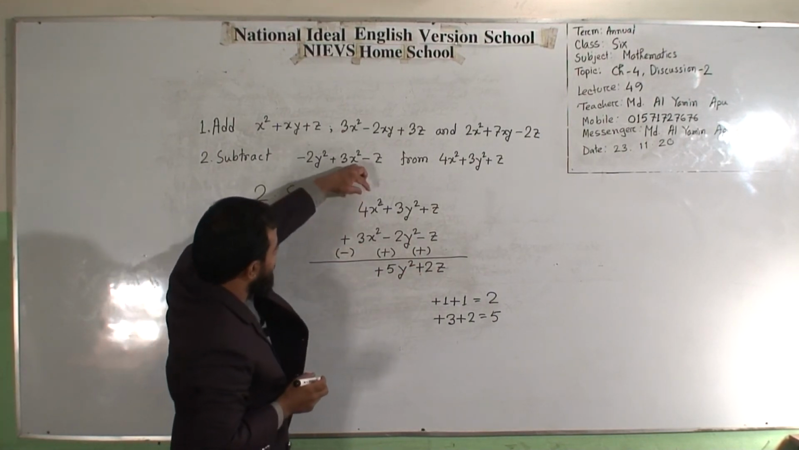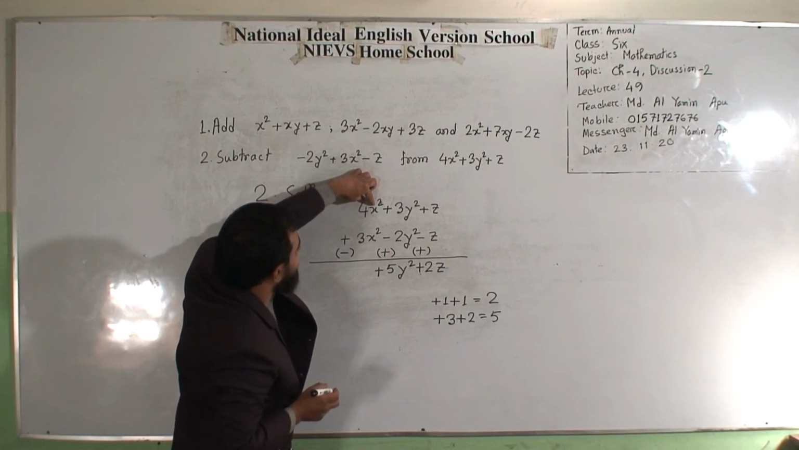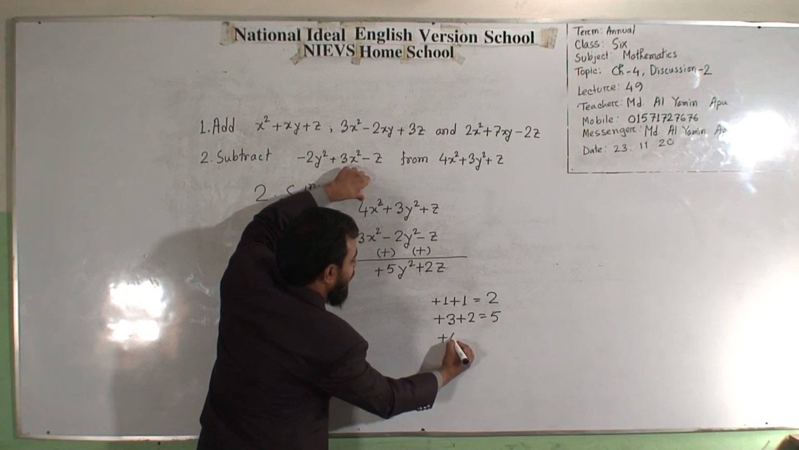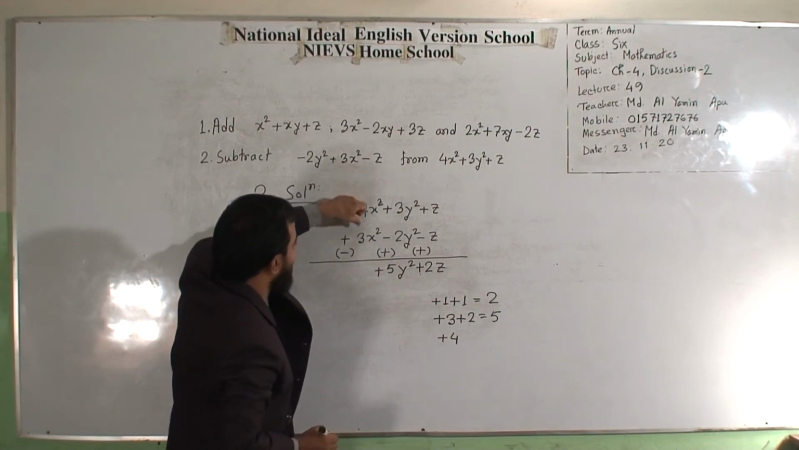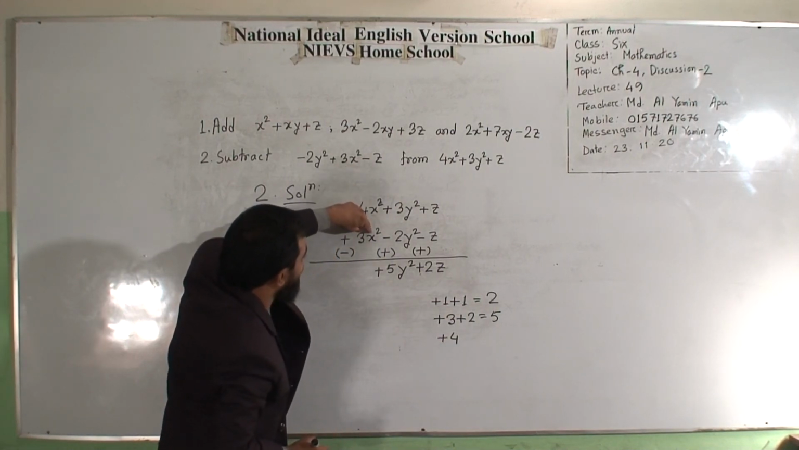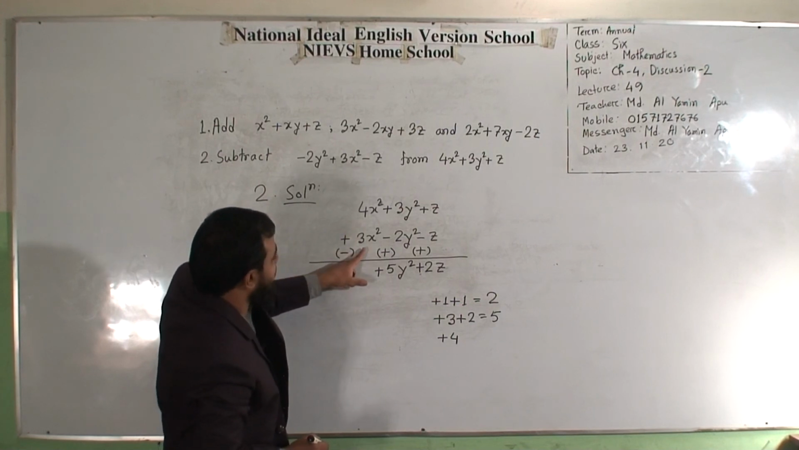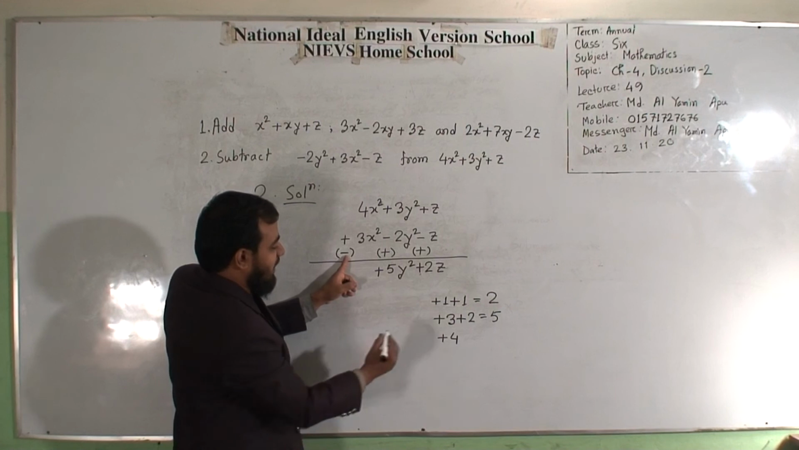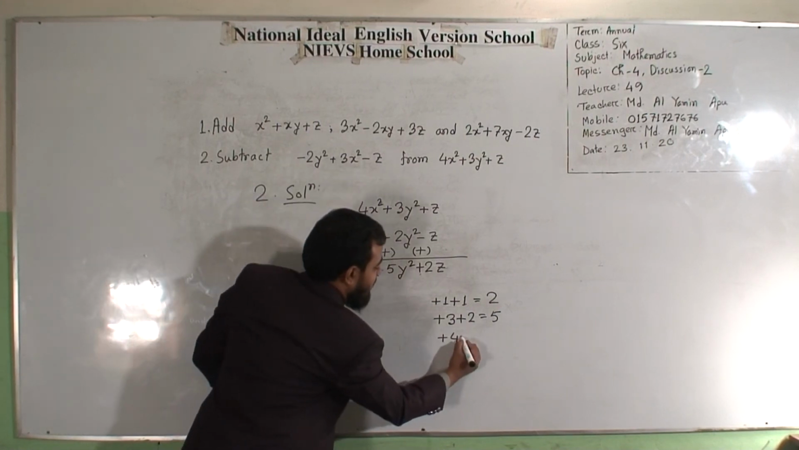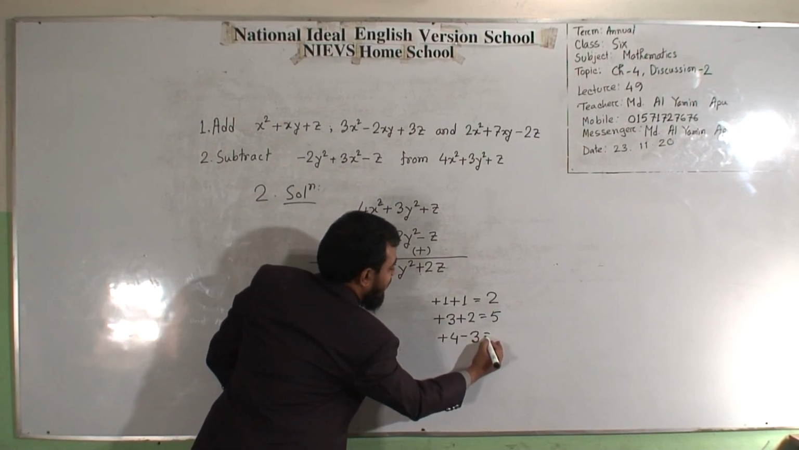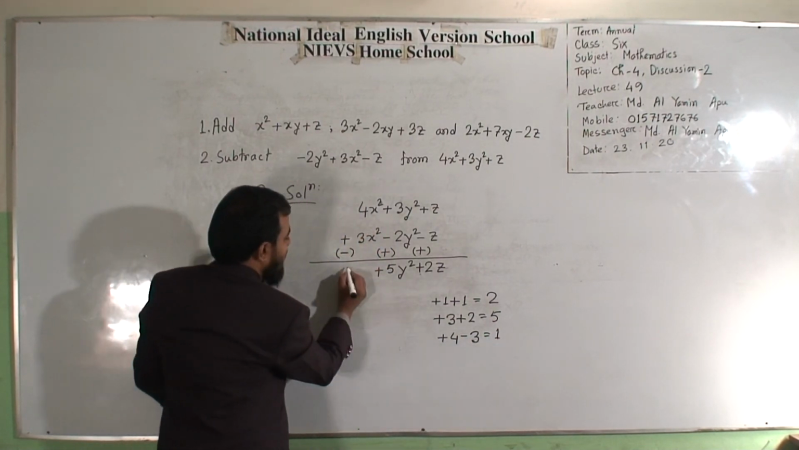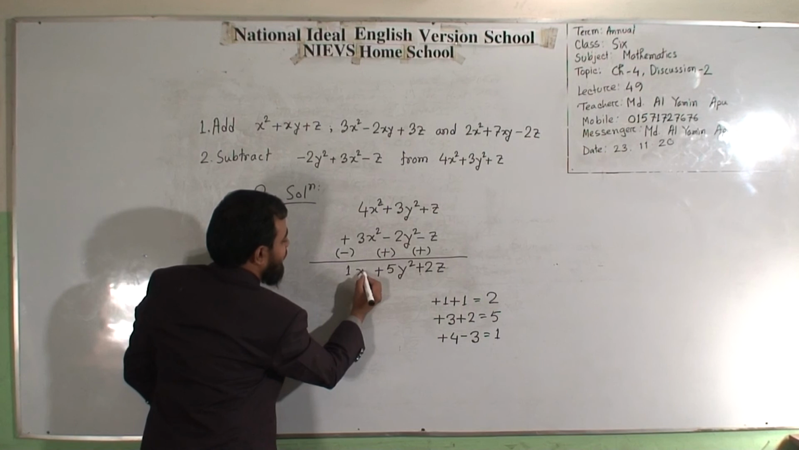Now the last one is x square. Its coefficient is plus 4. That means our first numeral will be plus 4. And now the second x square's coefficient is minus 3. You have to consider this one now. That means our second numeral will be minus 3. Now plus 4 minus 3 equals how much? Equal to 1. That means it will be 1x square.